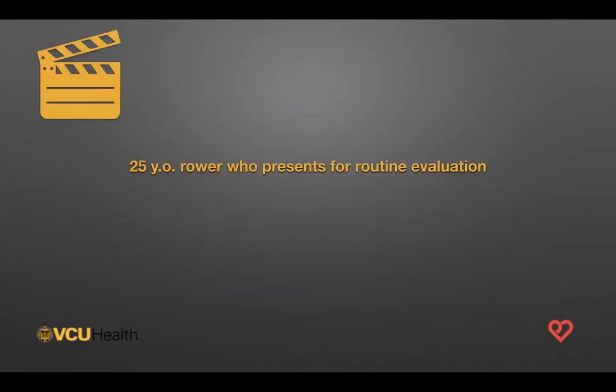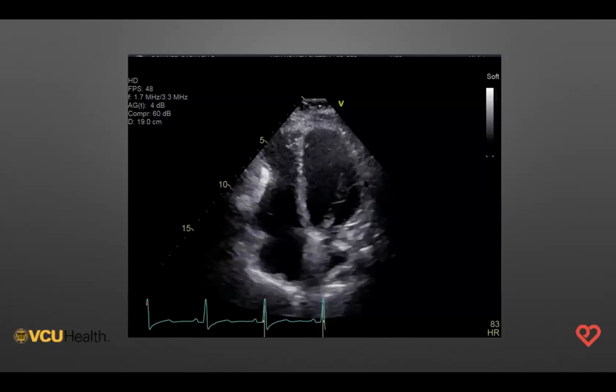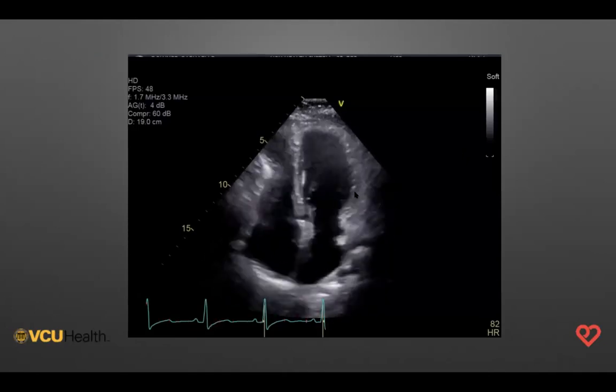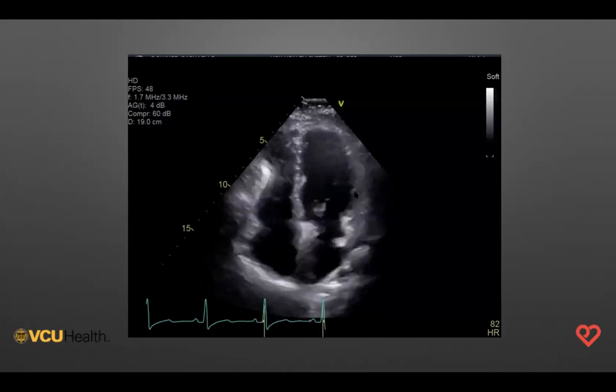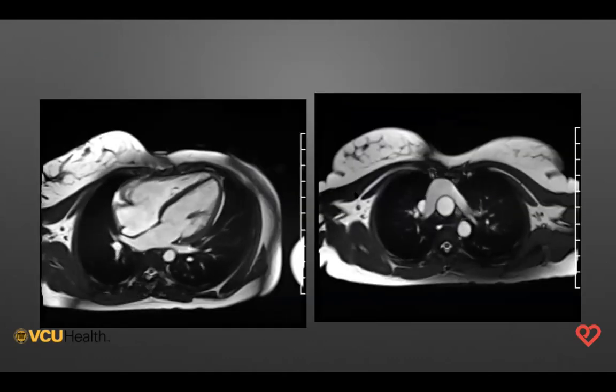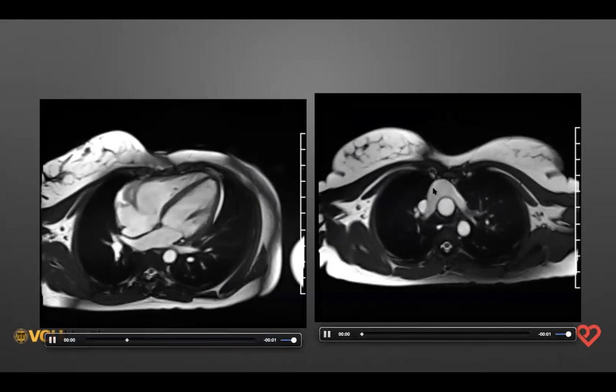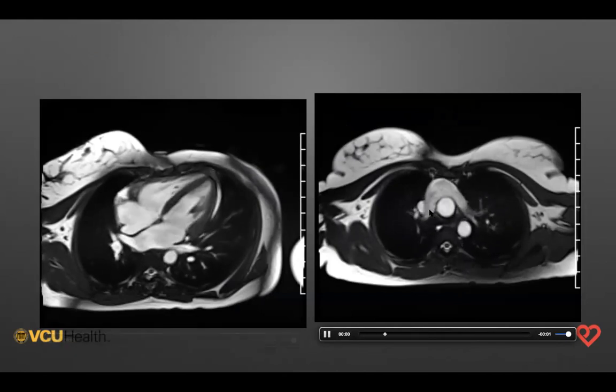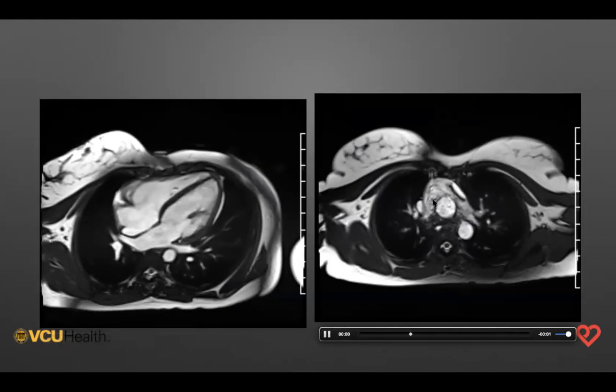So let's look at this 25-year-old rower who had detransposition with arterial switch. When you look at the LV, it looks completely normal, good function, and you couldn't tell that he's had surgery other than the scar when you're imaging. Again, the 4-chamber on cardiac MRI looks normal. Here on axial images, you see the LeCompte maneuver with the division of the right and left PA.